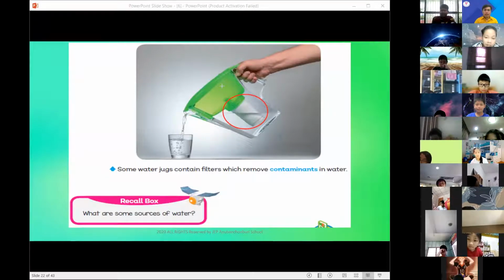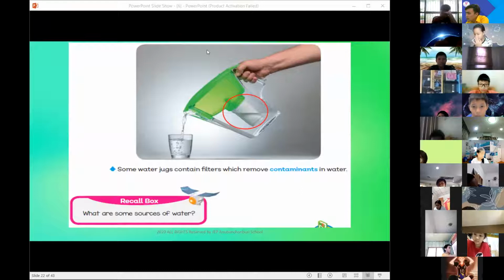Can you see that? Yes. That water jug is actually a filter. I will repeat, that is a filter. What does the filter do? The filter will, here, the word filter.